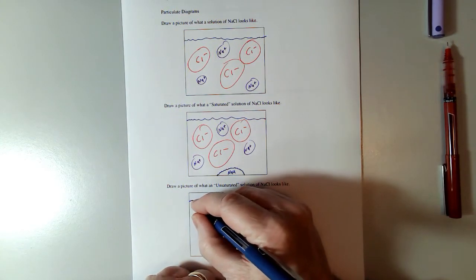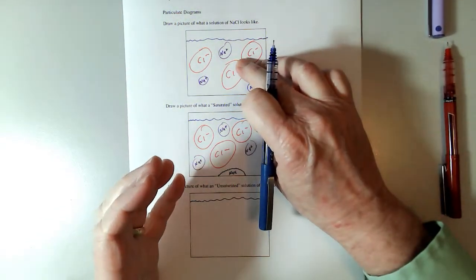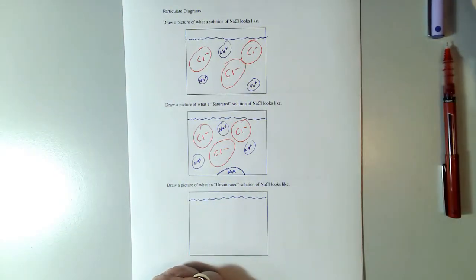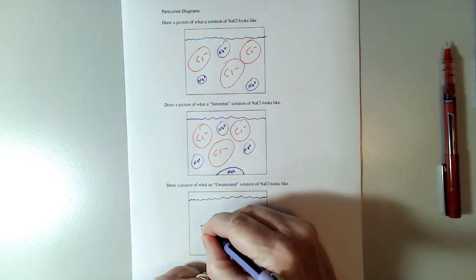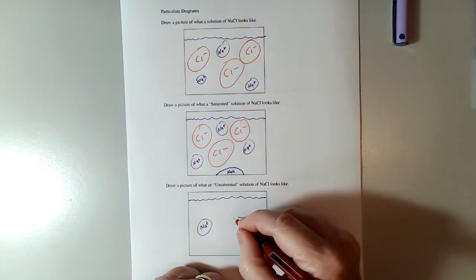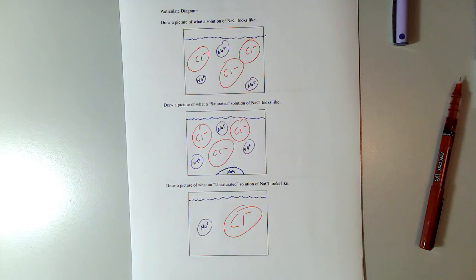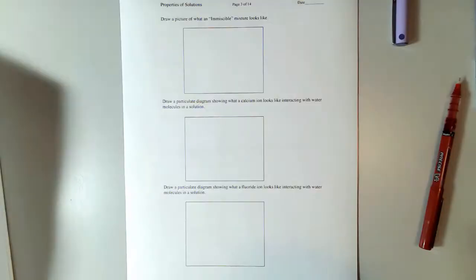Now, if we're going to talk about an unsaturated solution, it's basically this picture, okay, without the salt on the bottom. But to make it a little more obvious in my drawing, when comparing to these two, I'm just going to put one each of the ions. I have fewer ions there than I would if it were saturated. Okay, so that's pretty much it for page number 2. Let's move on now to page number 3.